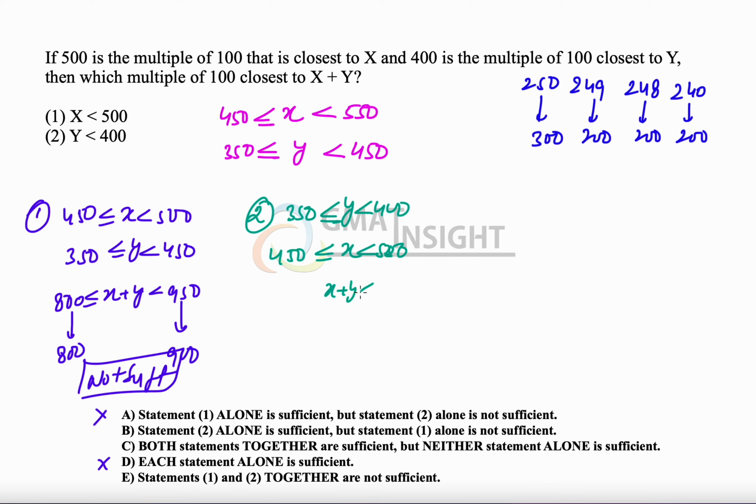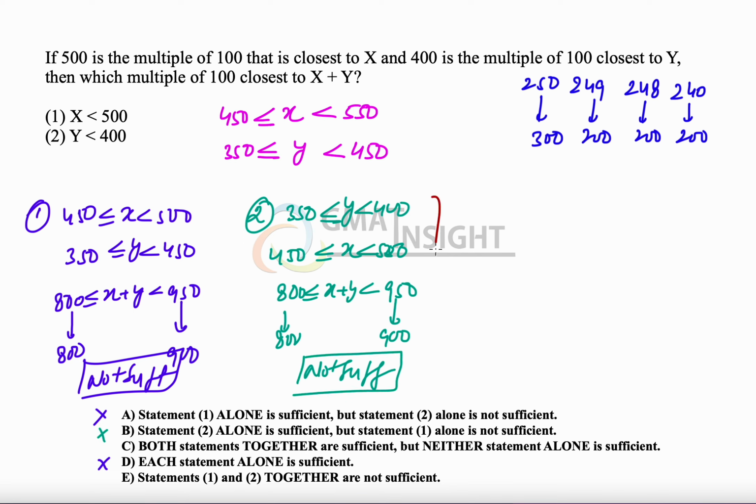Therefore x plus y can be anything less than 950 and greater than or equal to 800, the same range as we got earlier. That means it will be 800 at one extreme, and on the right extreme it can go up to 900. Therefore again the second statement is not sufficient and option B also can be eliminated here.